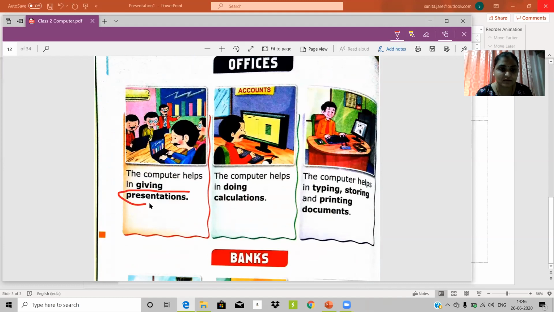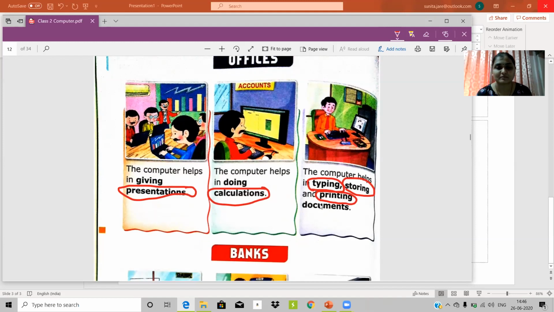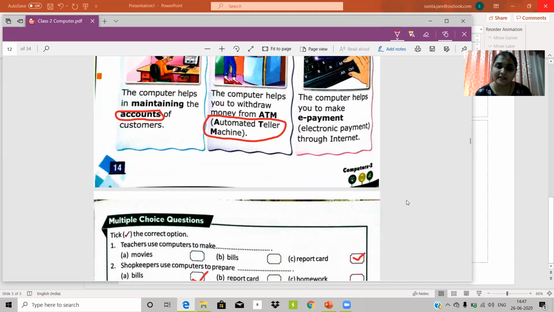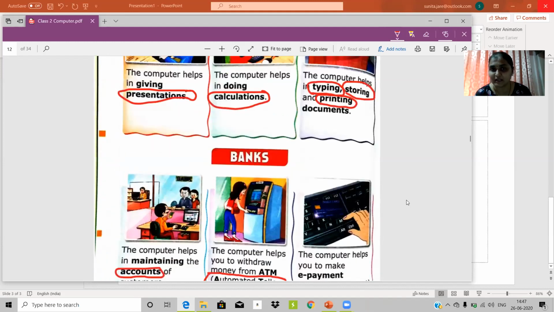Presentations. Calculations. And then typing, storing, printing, accounts, then this full you have to write automated teller machine, right? And that's it. So you have to write these words in the notebook, right?